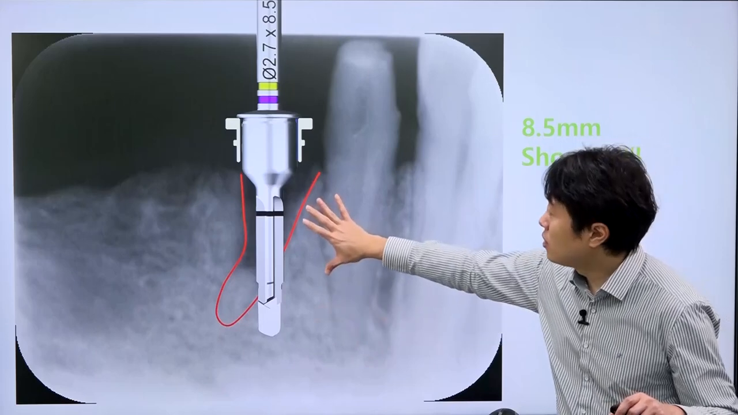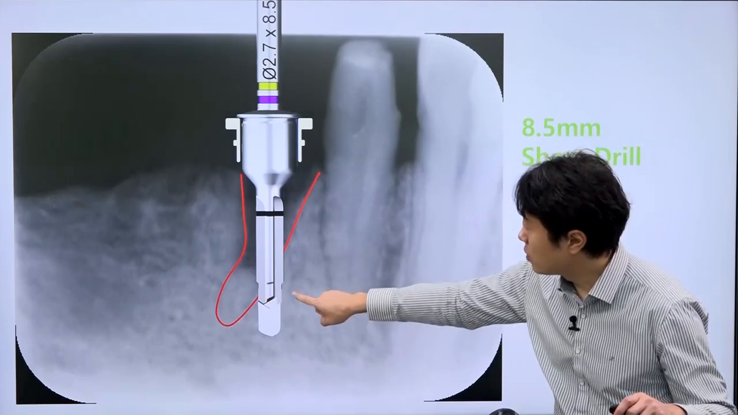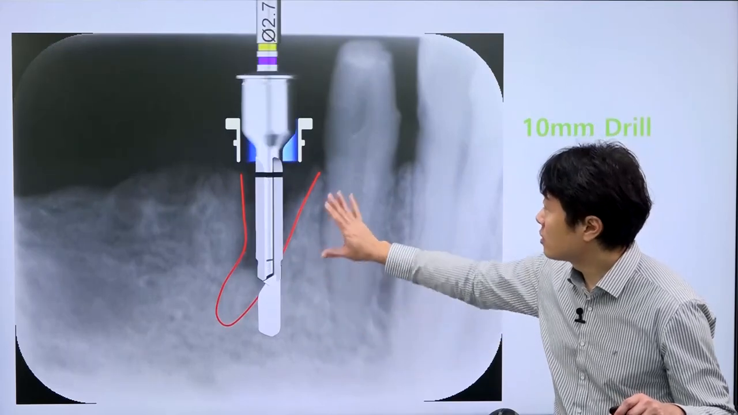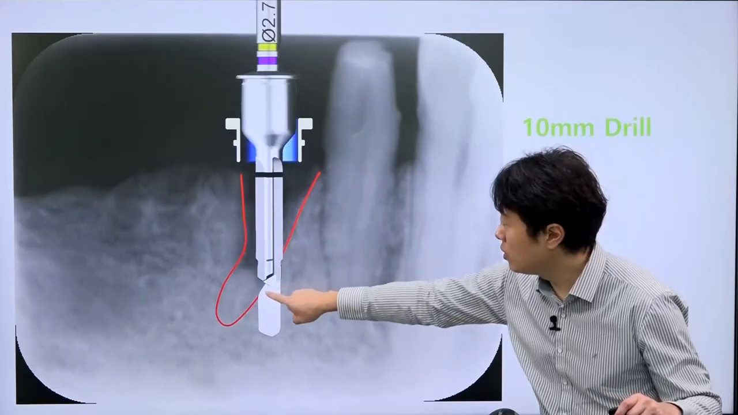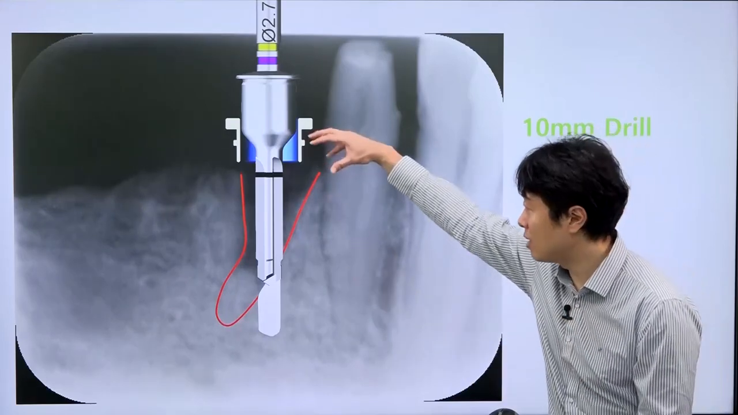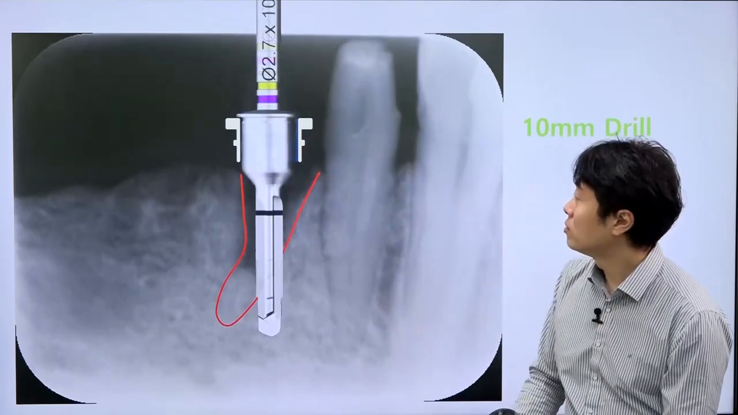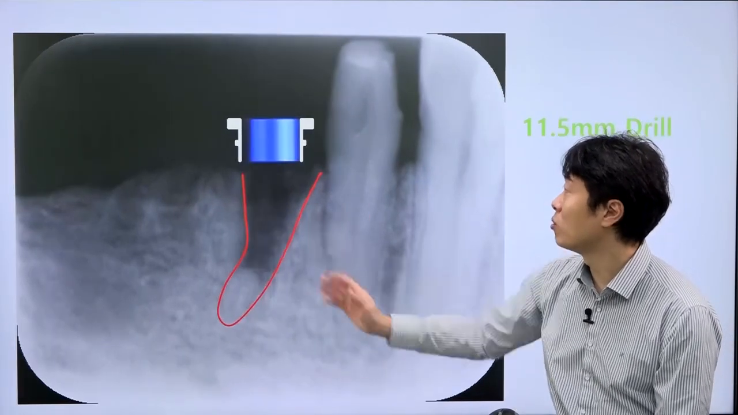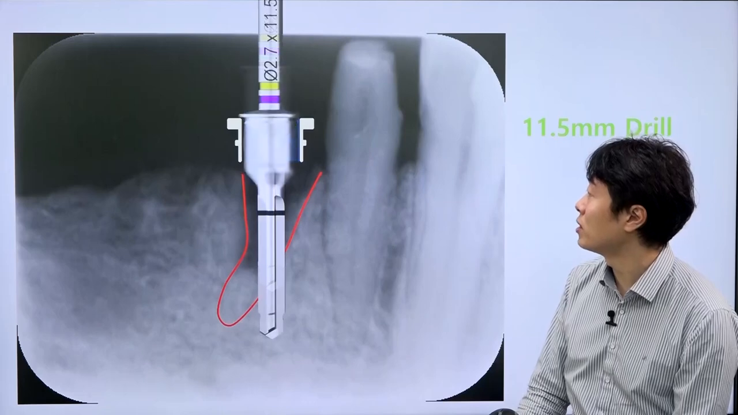Like this, use a short one to create a path in the upper part. Next, if you use a long drill because the path has been created, drilling will proceed along the path drilled by the short one. Then you can drill more precisely without slipping.